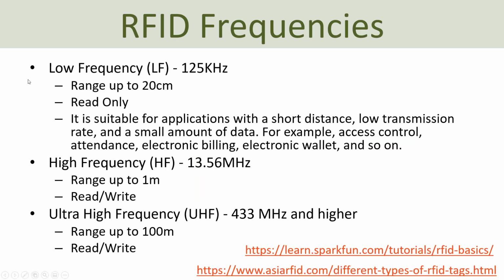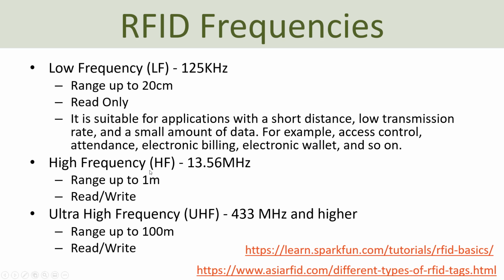As I mentioned, we have different frequencies. We have low frequency, typically 125 kilohertz. The range for this system is typically 20 centimeters between the reader and the tags, and the tags are typically read only. This means that you can only read information that is stored in the tag. You cannot write information to the tag. This system is suitable for applications with a short distance, typically access control, attendance control, electronic billing, electronic wallet, etc.